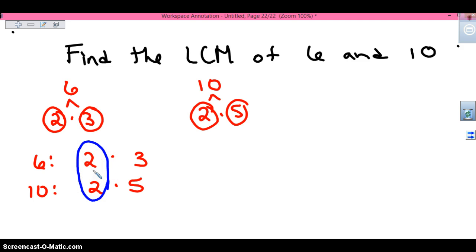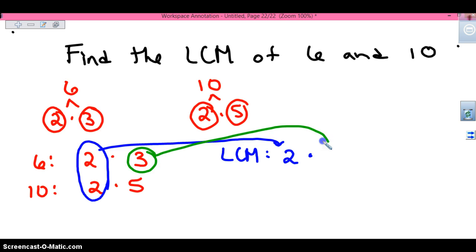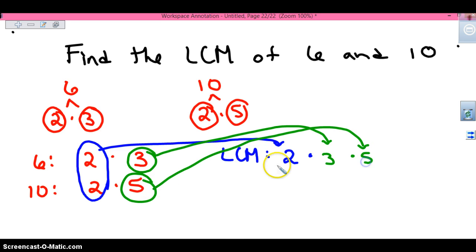To find the least common multiple of 6 and 10, we have to multiply what they have in common. So this 2 times everything else. That means times this 3 times this 5. When we multiply these, 2 times 3 is 6, and 6 times 5 is 30. That means the least common multiple of 6 and 10 is 30.